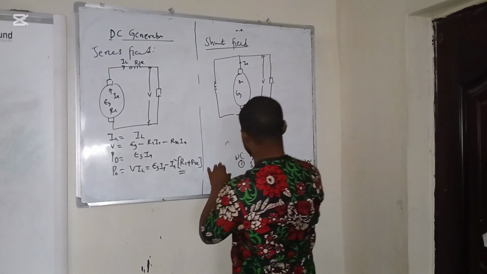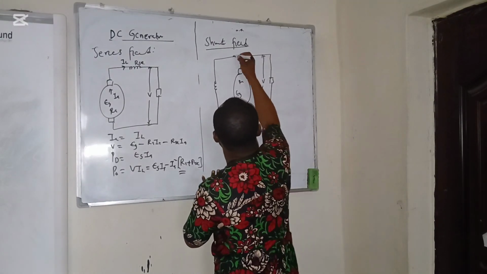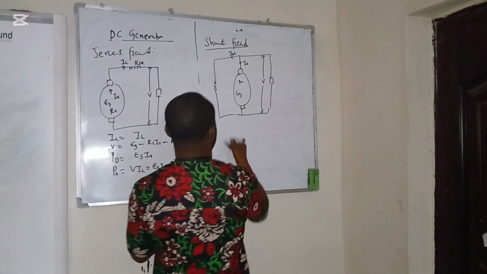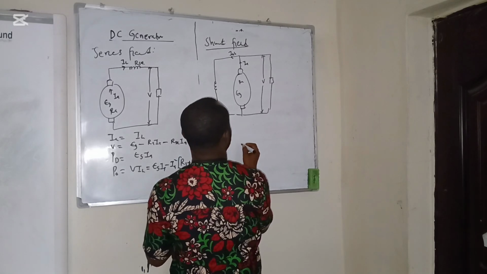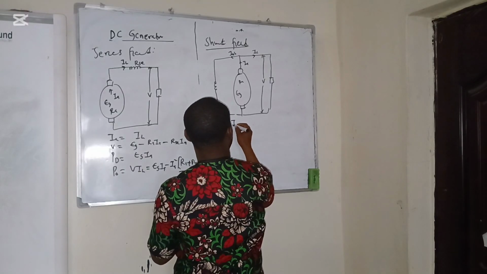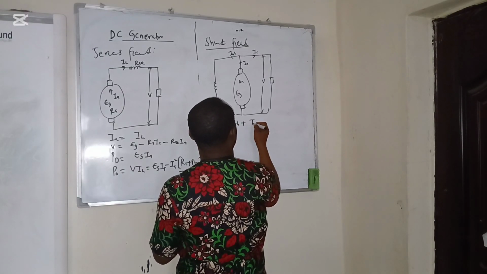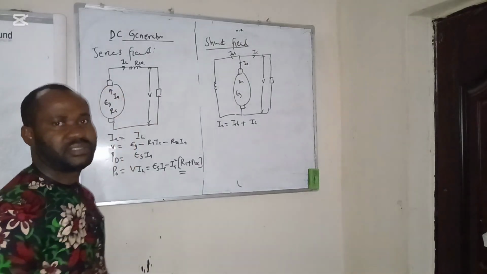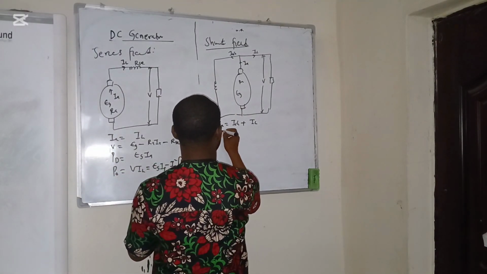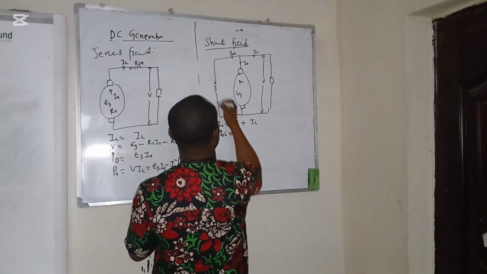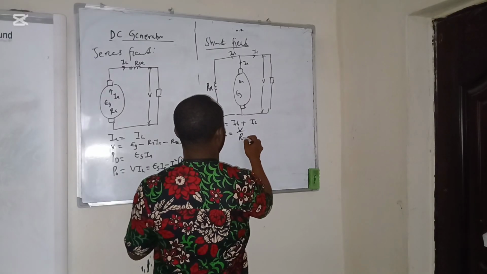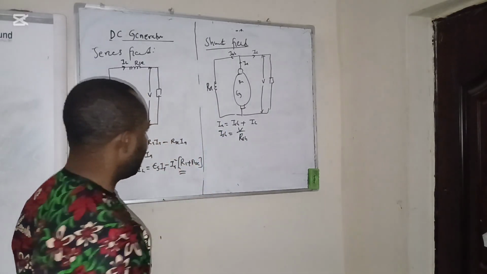So in looking at this, we have the shunt current. We realize that the armature current is actually the shunt current plus the load current. That is the total armature current. And we also have that the shunt current is the same thing as V divided by R shunt, the shunt resistance. So you have to take note of that.